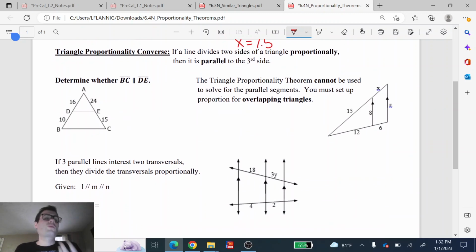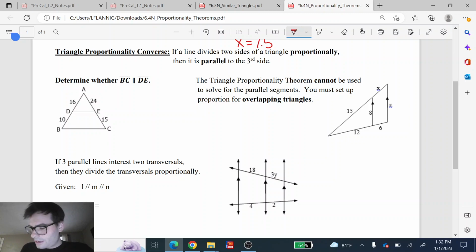And then there's the proportionality converse. If a line divides two sides of the triangle proportionally, then it's parallel to the third side. So we're not given that DE and BC are parallel right here. We have to determine if they are or not. The way you do that is determine if the scale factors are the same, just like we did last time.